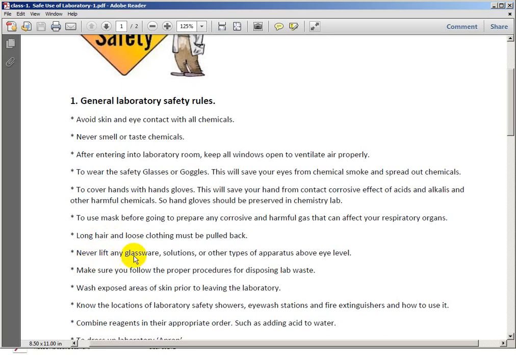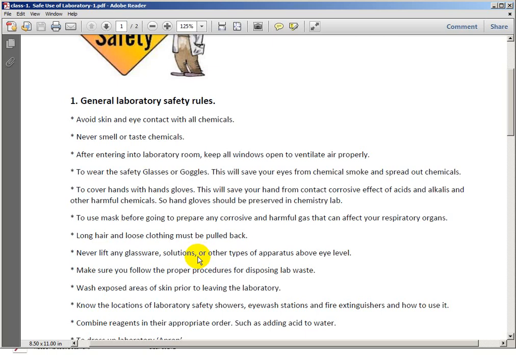tidy. Okay, never lift any glassware, solution or other types of apparatus above eye level. Never lift any glassware like a test tube, beaker or conical flask, or other apparatus to eye level. Make sure you follow the proper procedure for disposing of lab waste. For lab waste, you should use proper measures. If you throw it directly into the bin or basin, it goes into the water and will be harmful for the aquatic life. So even when using and disposing of chemicals, you should use a lot of water.